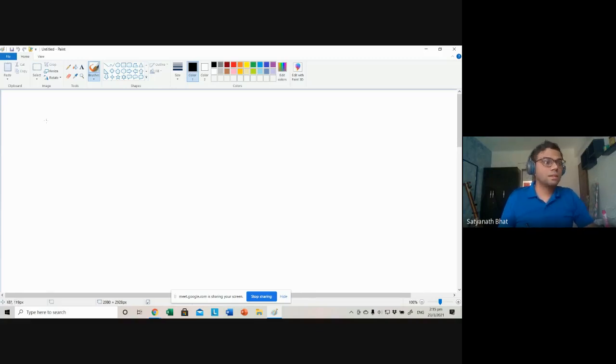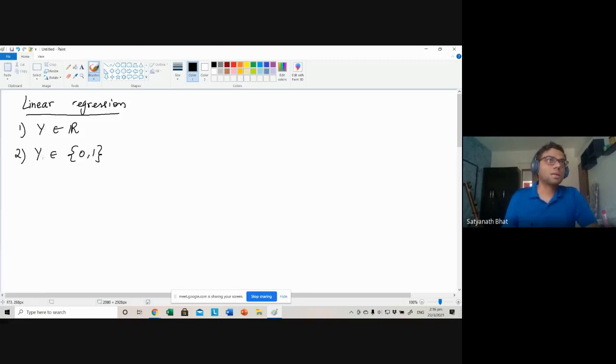Okay, so let's start. In the last class, we had stopped at linear regression. We saw it for two types of problems. One is the function learning problem, where y belongs to R. Your target, that's what y is called, belongs to R. The second is where y belongs to {0, 1}, which is your classification problem. We saw linear regression for both of these types of problems.